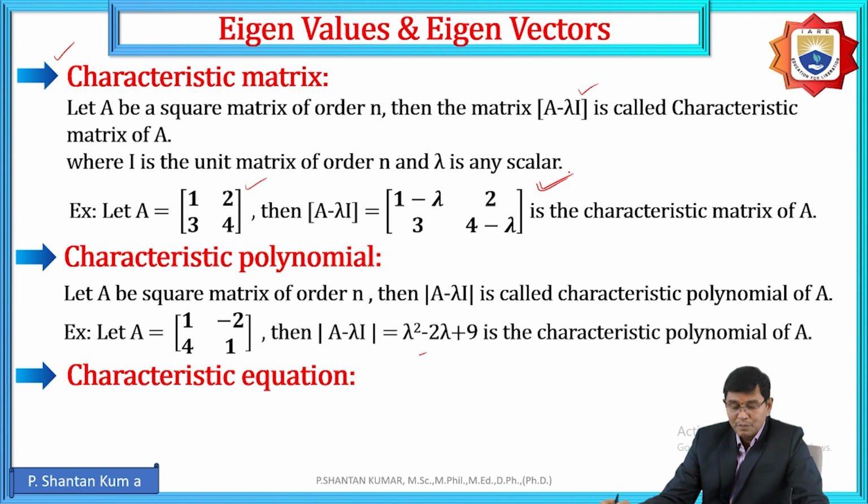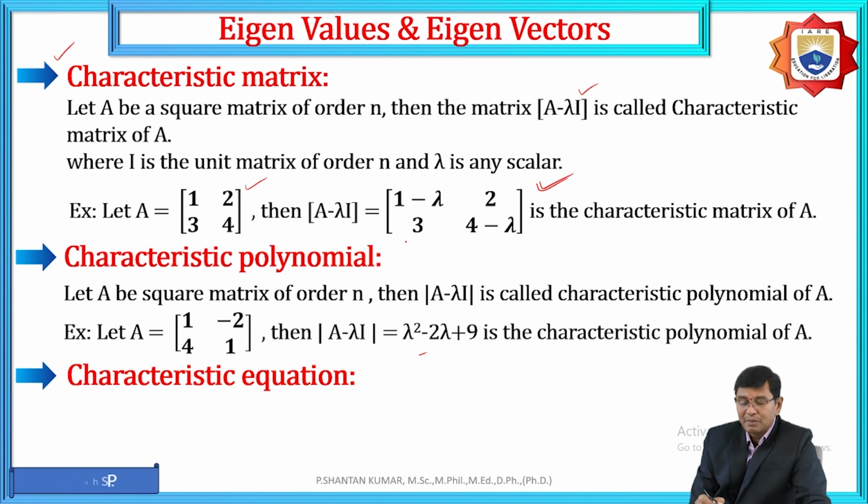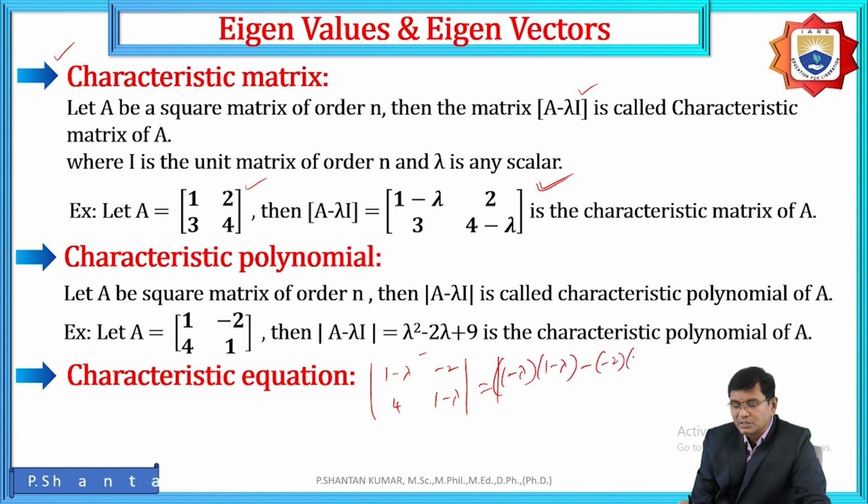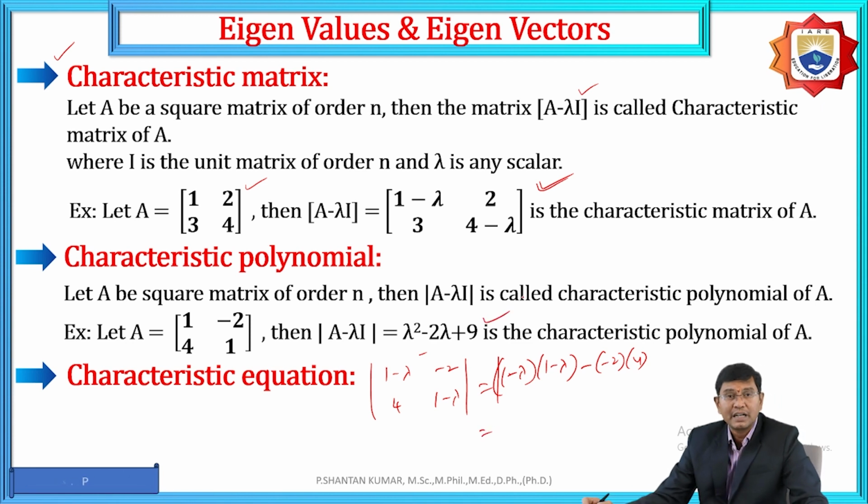with the help of the given matrix, 1 minus lambda, minus 2, 4, 1 minus lambda. The equation should be like that: (1 minus lambda) into (1 minus lambda) minus (minus 2) into 4. By solving this, we obtain lambda square minus 2 lambda plus 9. This is the meaning of the characteristic polynomial.